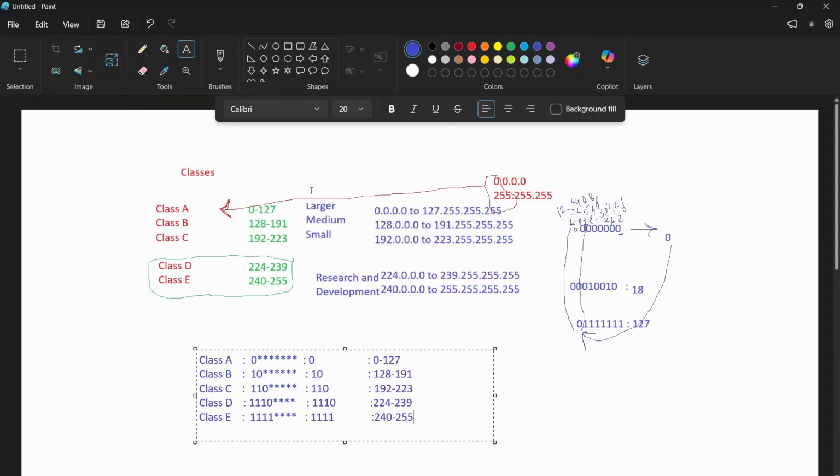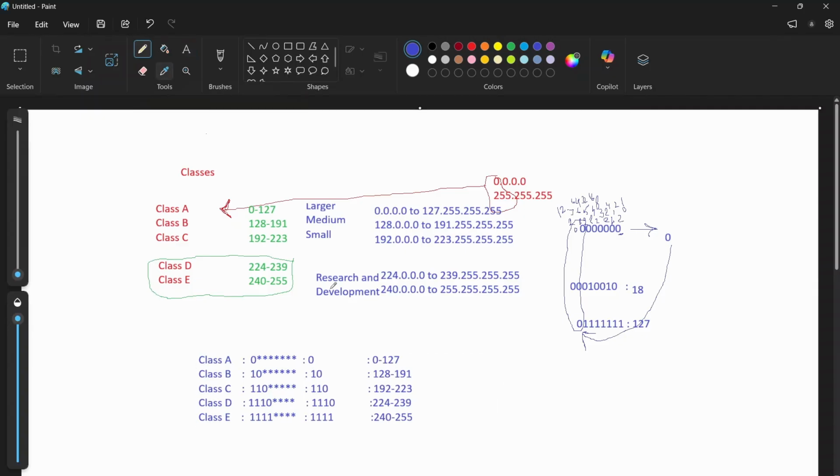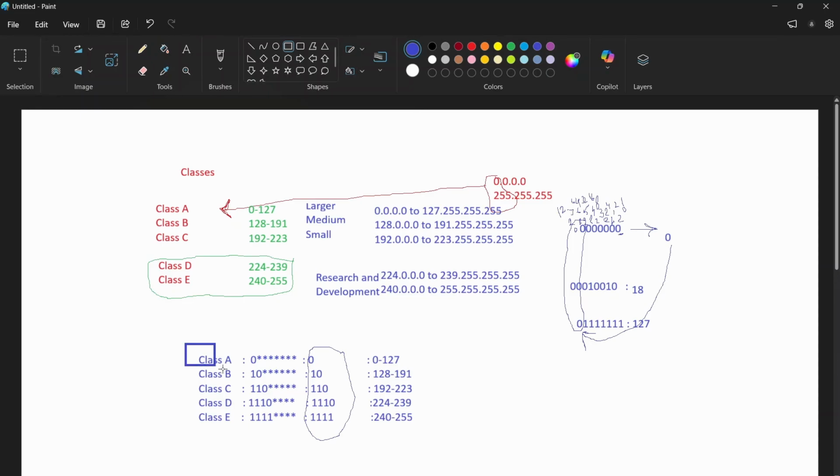Based upon these priority bits, they have divided class A, class B, class C, class D, class E. In real time, we are using only class A, class B, class C. We are not using class D and class E; for research and development, we kept those separately. So you have to focus on class A, class B, class C IP addresses. Till here it is clear?